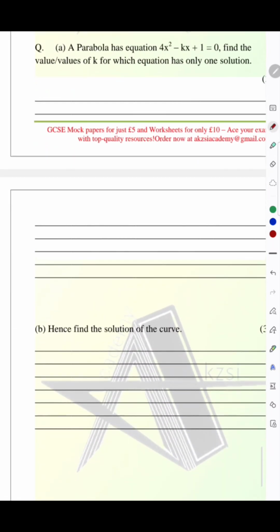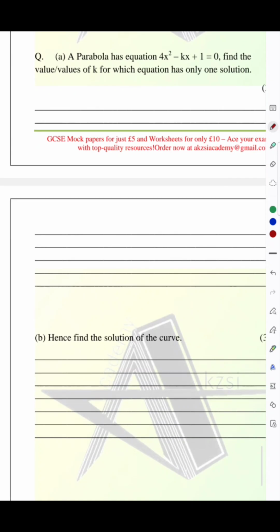And this one is our last question. A parabola has equation 4x squared minus kx plus 1 equals 0. Find the value or the values of k for which the equation has only one solution. See, this parabola has this equation.